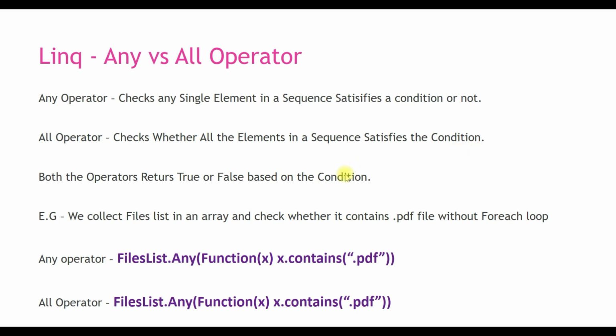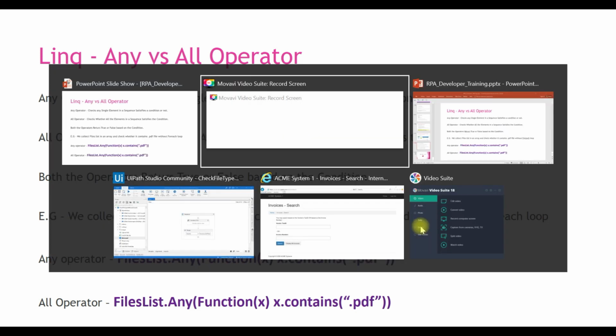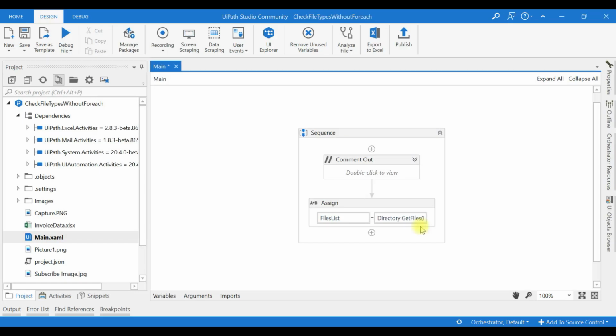Now what I am going to do is, in a folder I have different files with different file extensions. In that folder I want to check whether it contains a PDF file or not. I just want to know whether that folder contains a PDF file or not. For that, first we will collect all the files in that folder.